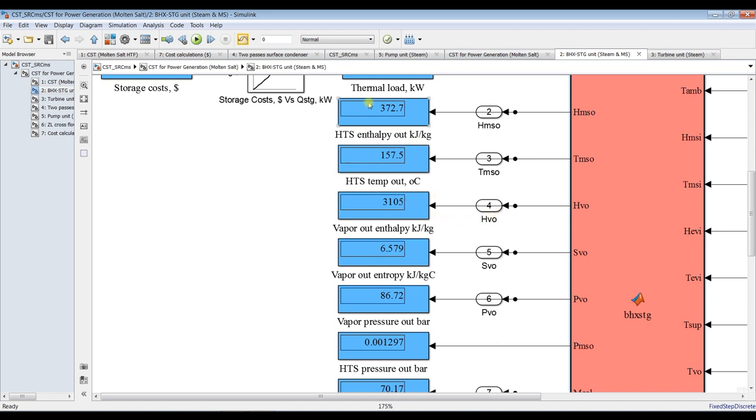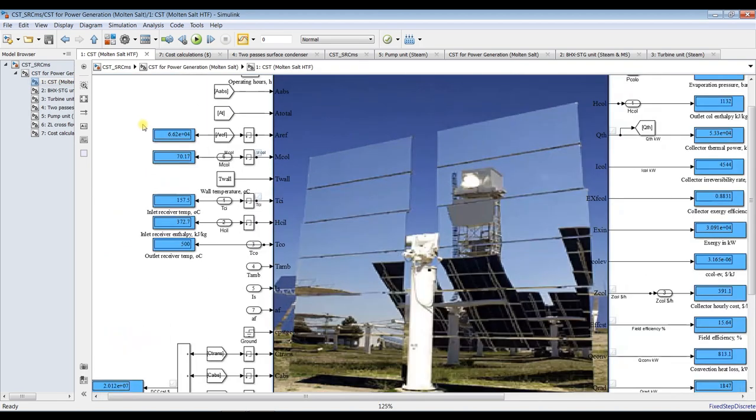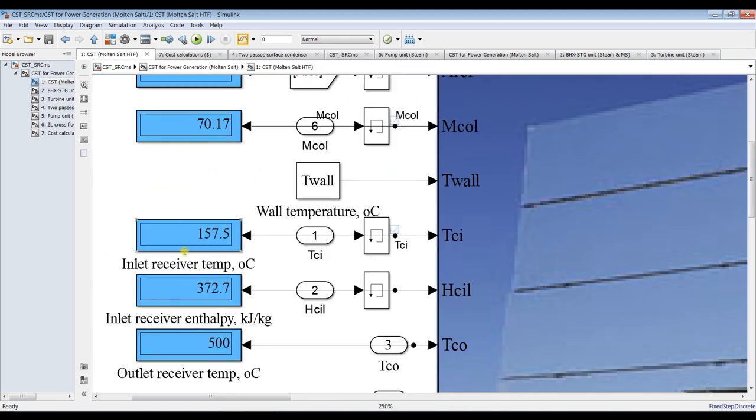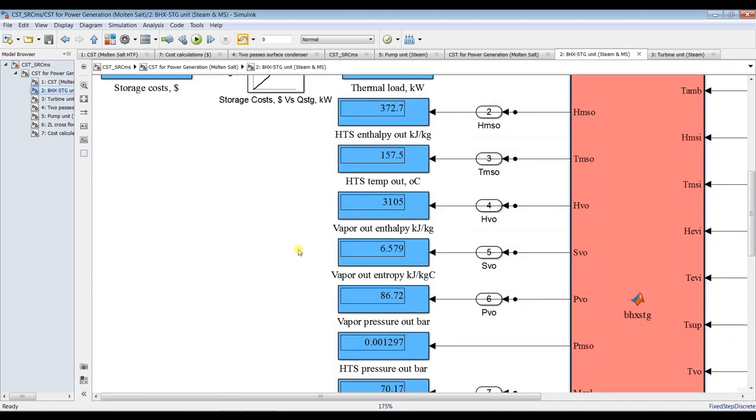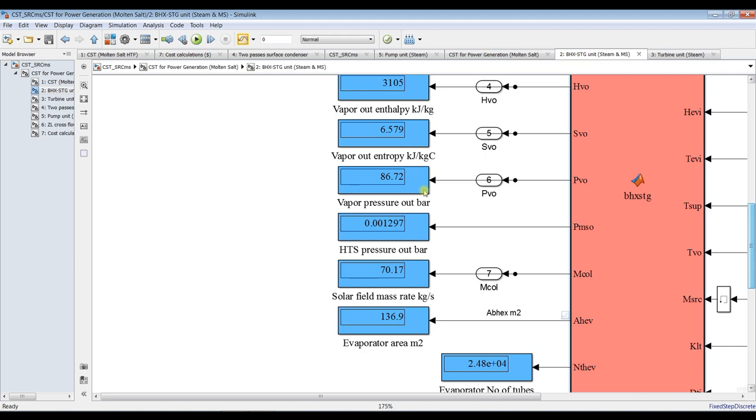These two parameters are transferred, or you can consider these inputs, as you can see here, to the concentrated solar tower. As you can see here, these are inputs, so we have to calculate it through the boiler heat exchanger firstly, and you have to drive a signal, this signal outlet to the boiler, to the concentrated solar tower, entropy, pressure. This is okay.